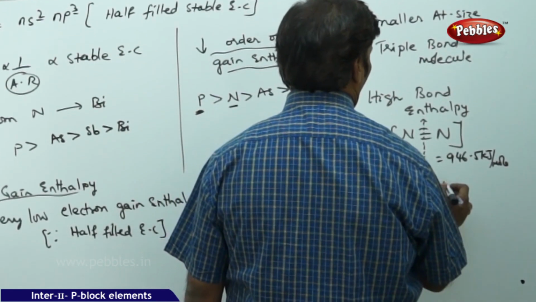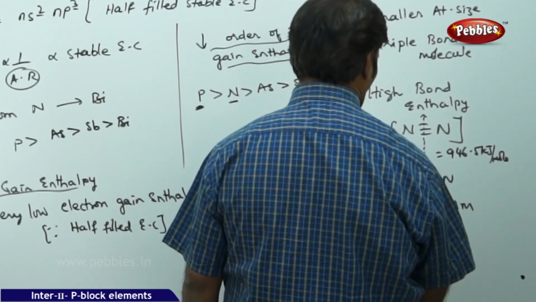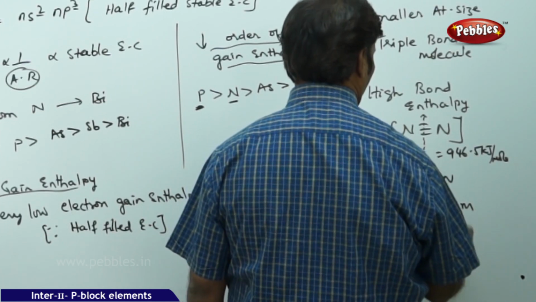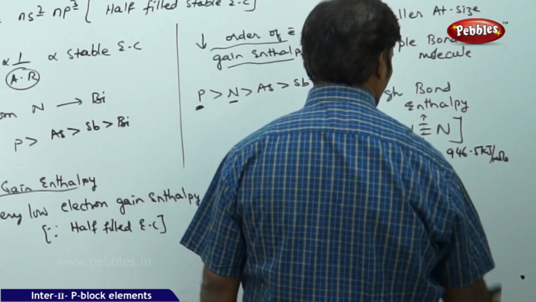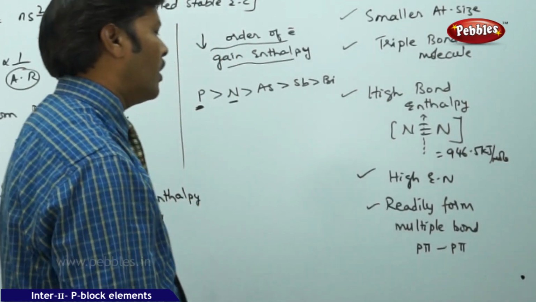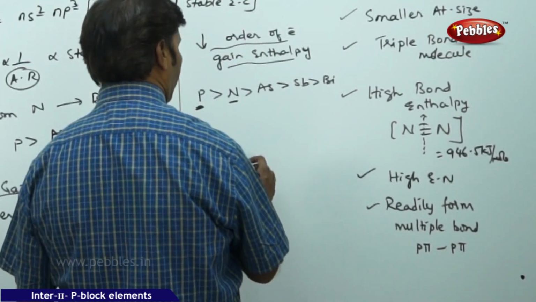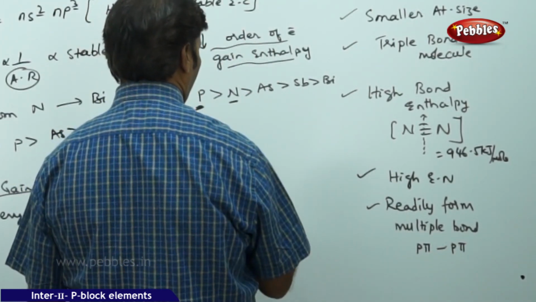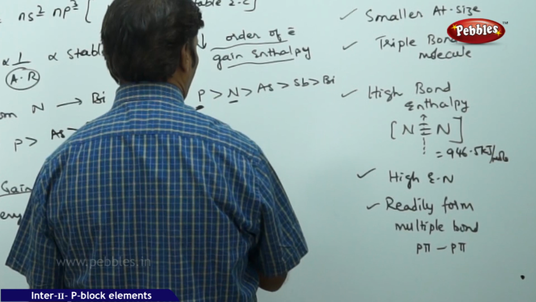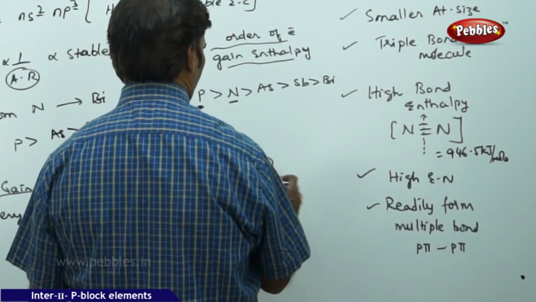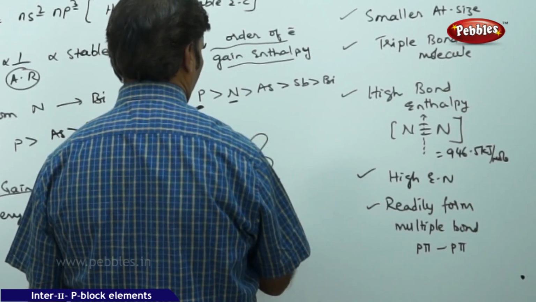It has high electronegativity. It can readily form multiple bonds of the type p pi overlapping, because the smaller size allows the orbitals to overlap effectively, and it results in the formation of the triple bonded molecule. If you take the first nitrogen atom, this is the px orbital, this is py, and this is pz.